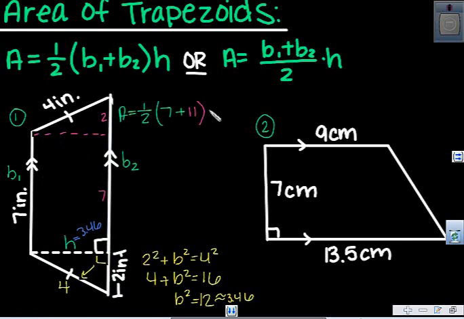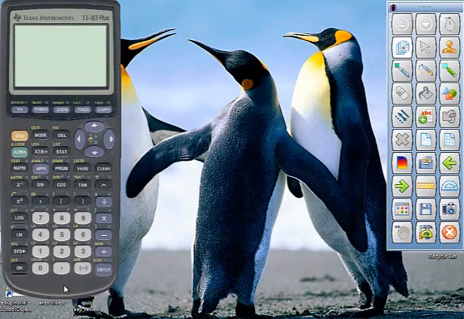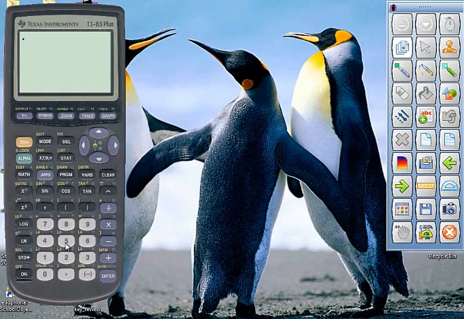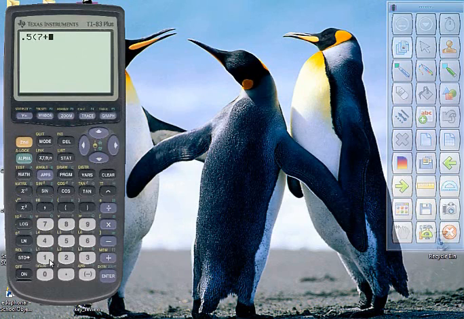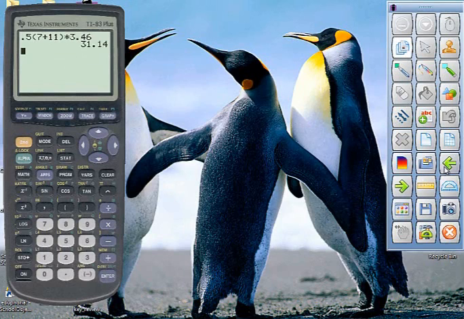And then the height we found to be approximately 3.46. Okay, so it does matter on this that you do this in the correct order. You could plug this all in at one time into a graphing calculator. Pull one up here. So we would say 1/2, and I'm just going to use 0.5, and then in parentheses we had 7 and 11, and then it was multiplied by 3.46. So 31.14 approximately, because we had rounded.